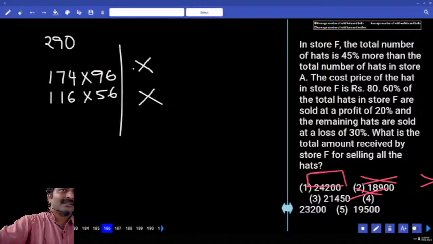Understood? Both are 5 multiples, so sum is 5 multiple, difference is 5 multiple. One is 5 multiple, the other is not 5 multiple. Whether you take sum or difference, it cannot be 5 multiple. If both are not 5 multiples, sum can be 11 multiple or it cannot be 11 multiple. You cannot decide anything. Okay?